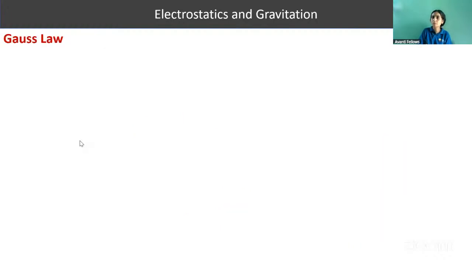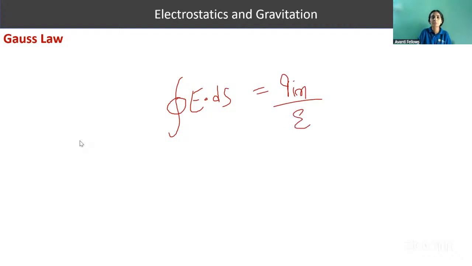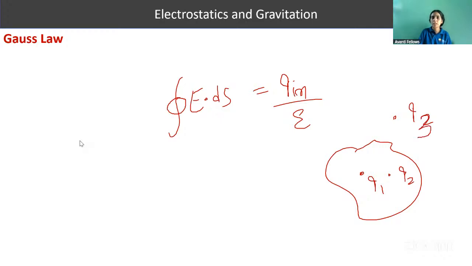Okay. What does Gauss law say? Gauss law talks about flux. So flux through any closed surface, that is flux through any 3D surface, is equal to charge enclosed by epsilon, where epsilon is the permittivity of the media. So if you take any random surface, with charges inside it, and let's take one charge outside, Q3, the flux through this closed surface will be equal to how much? Q1 plus Q2 by epsilon naught.